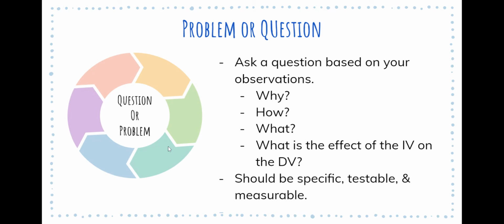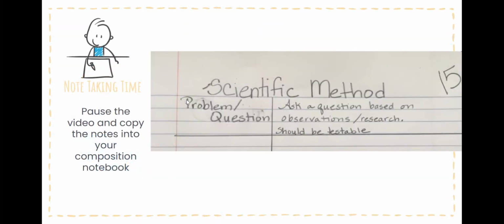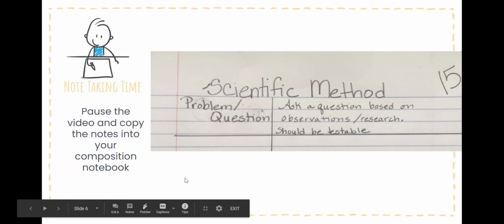So the very first thing that we start with is a problem or a question. We're going to always ask a question based on our observations, and it's always in the form of a question. It should be specific, testable, measurable, and it really should be in the form of what is the effect of the independent variable on the dependent variable. Please pause the video and copy these notes into your composition notebook.